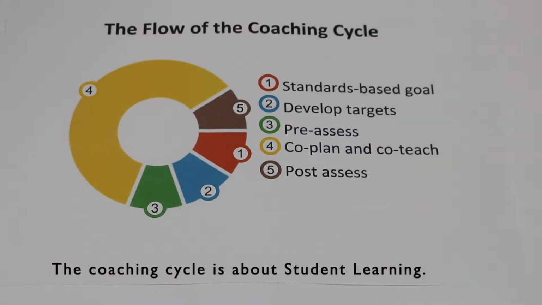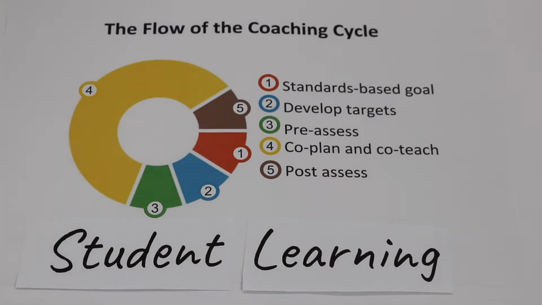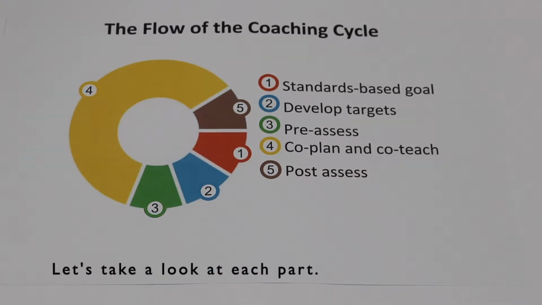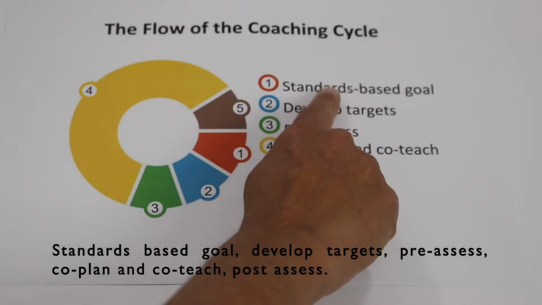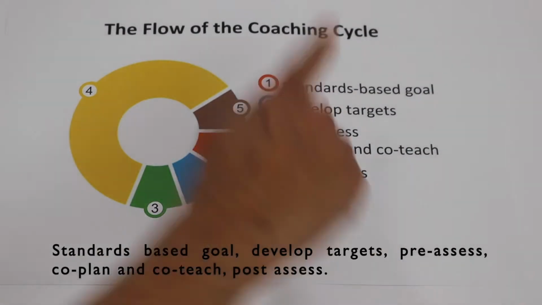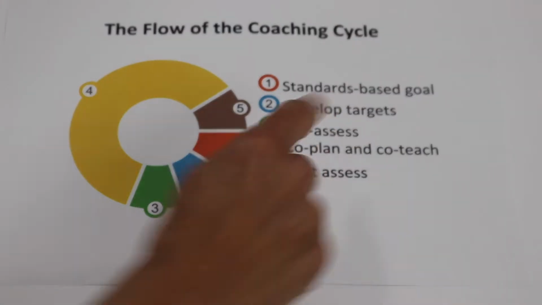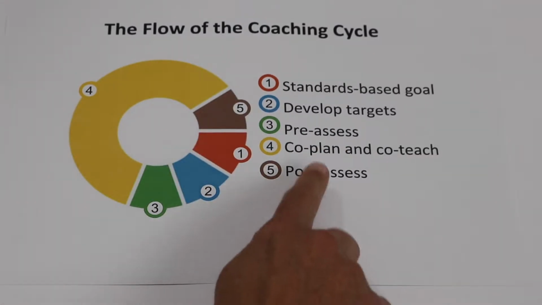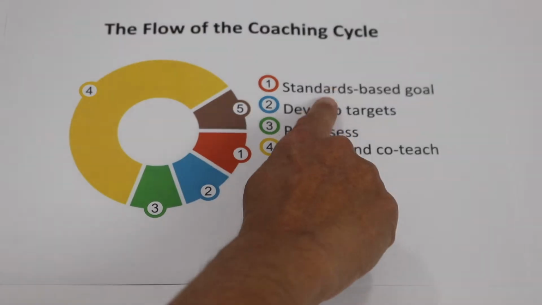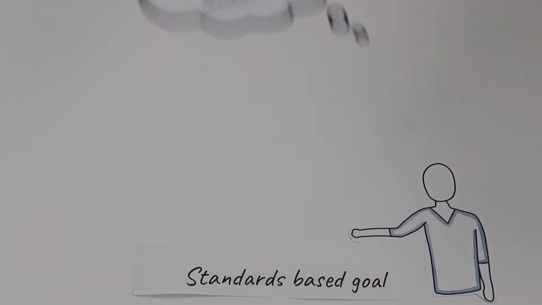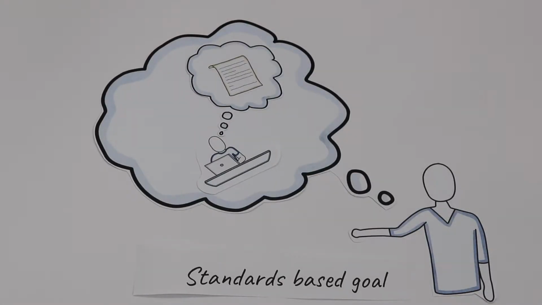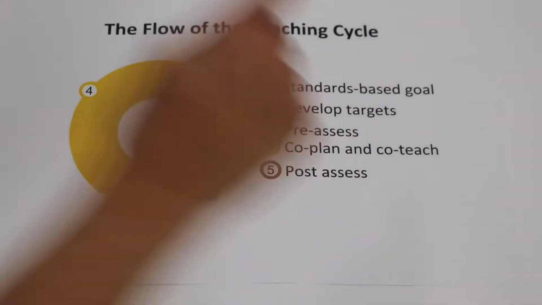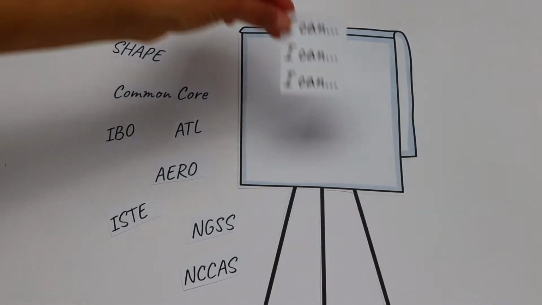The coaching cycle is about student learning. Let's take a look at each part. Standards-based goal. Develop targets. Pre-assess. Co-plan and co-teach. Post-assess. We'll begin with setting a standards-based goal. The goal will reflect what you want your students to know and what you want them to be able to do. Next, we will develop learning targets, or I can statements.